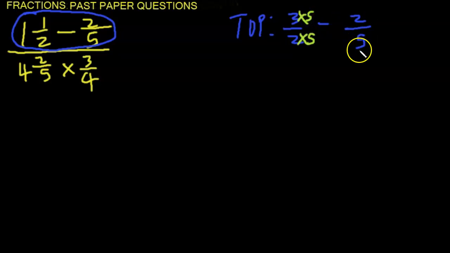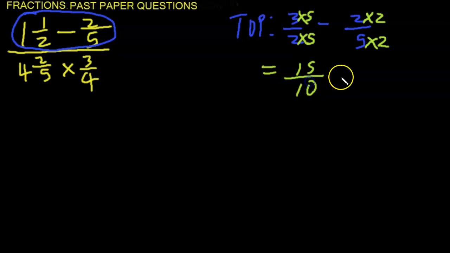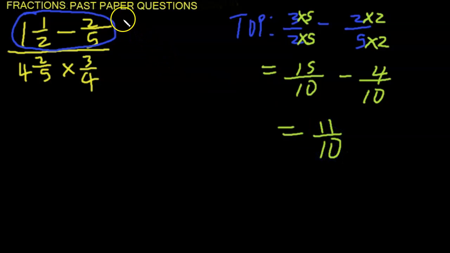Over here, we need to make this 5 become 10, so we multiply it by 2. Again, the same thing has to be done to the numerator. We have to multiply by the same value, 2, for the fraction to remain equivalent. So 3 times 5 is 15, 2 times 5 is 10, minus 2 times 2, that's 4, and 5 times 2 is 10. So we end up with 15 minus 4, which is 11. So 11 over 10. All of this works out to be 11 over 10.